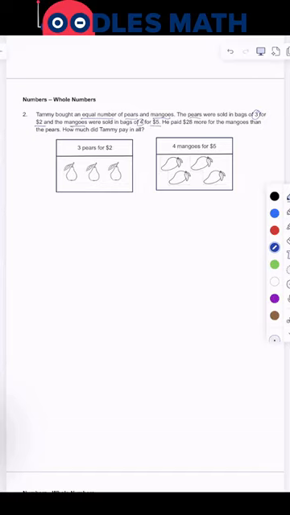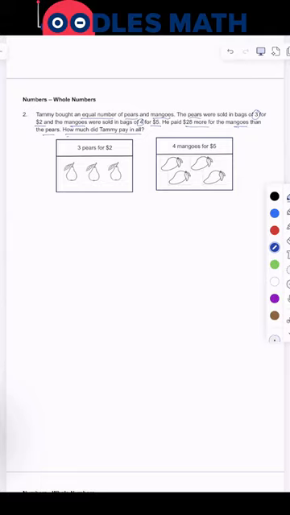This is the second piece of information that we see, which is also represented in the picture below. Then next, he paid $28 more for the mangoes than the pears. So how much did Tammy pay in all? That is what the question is asking for. Now, where do we start for this question?